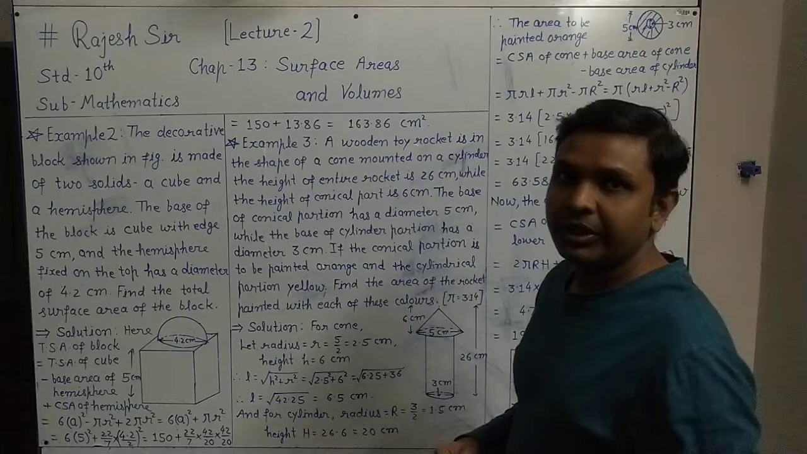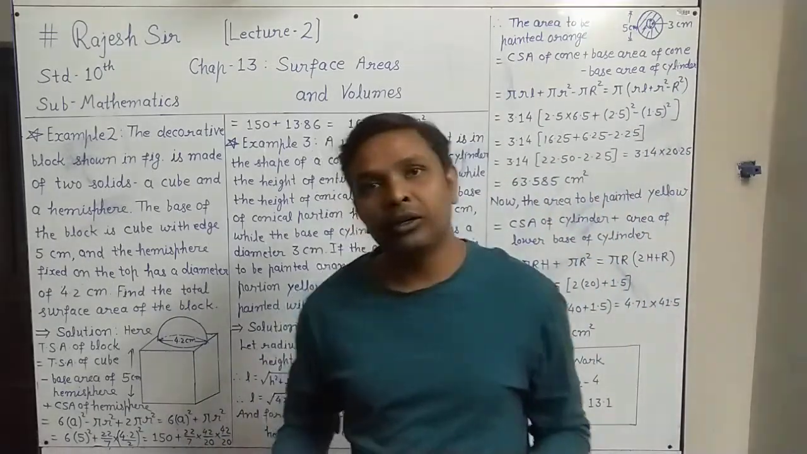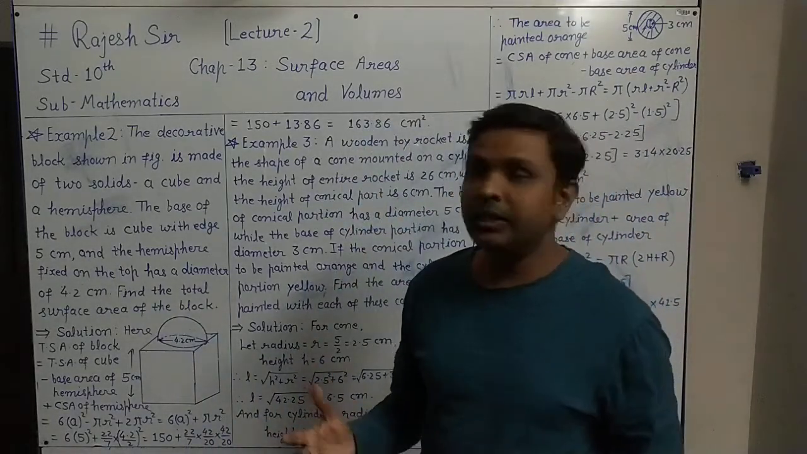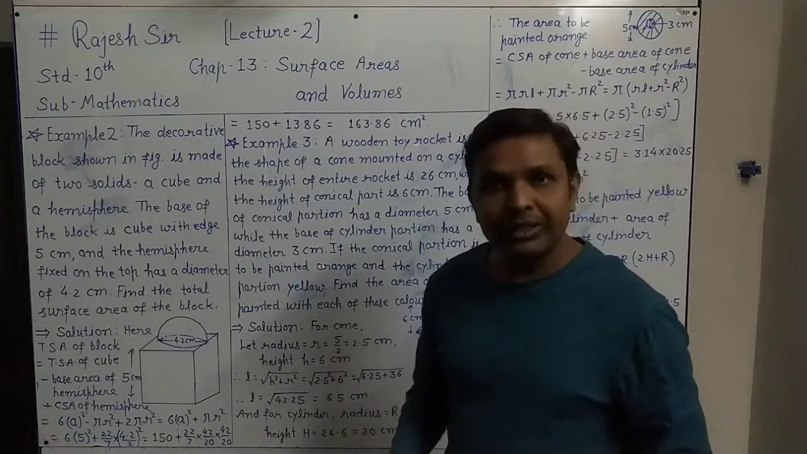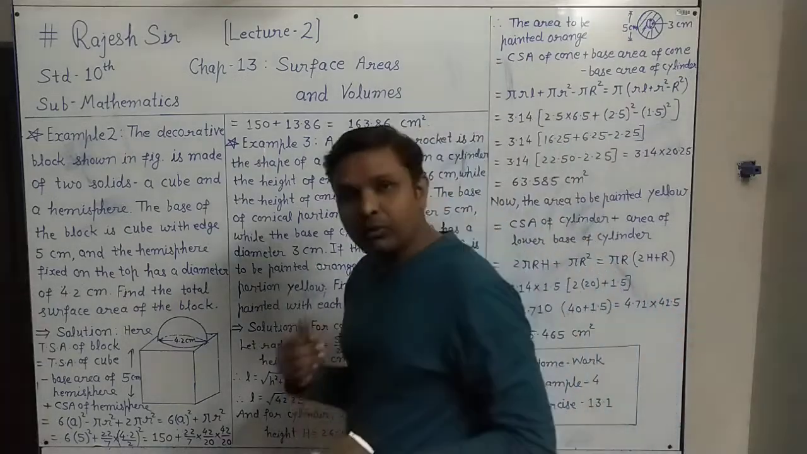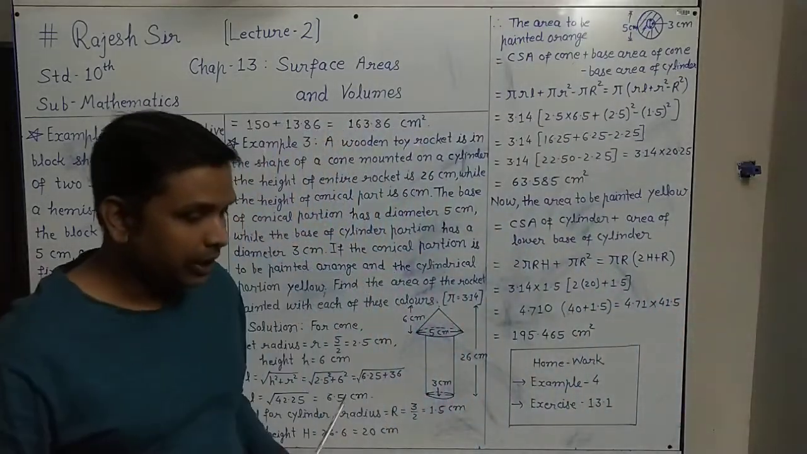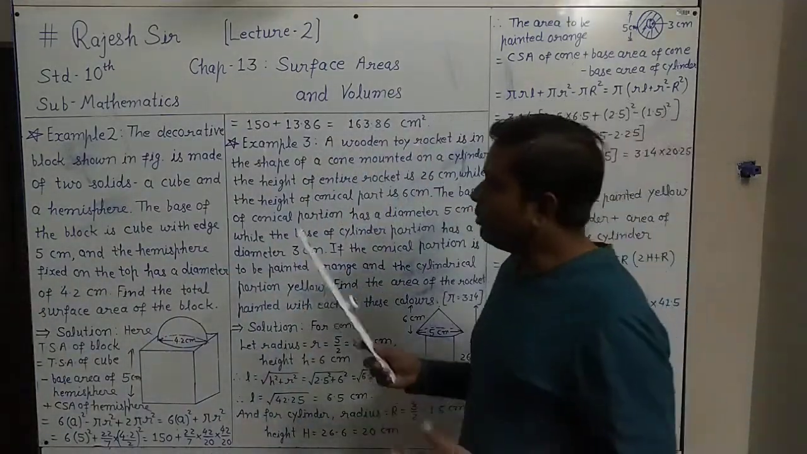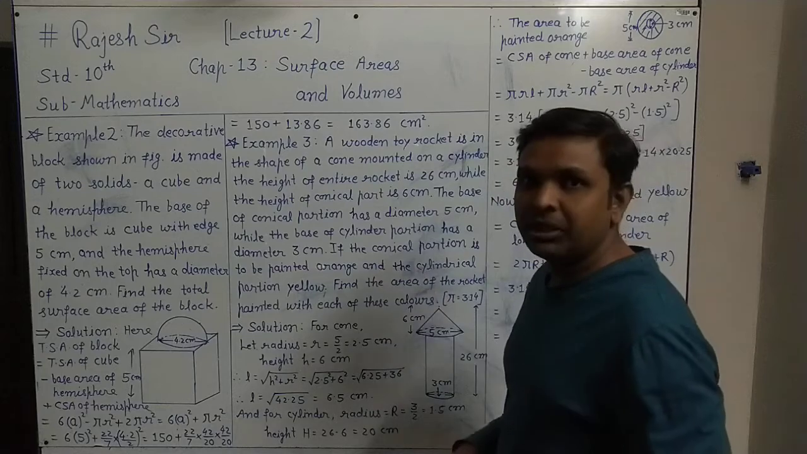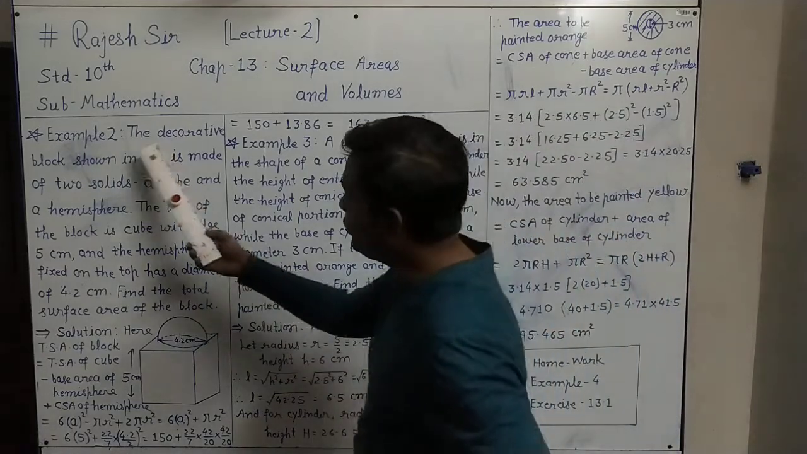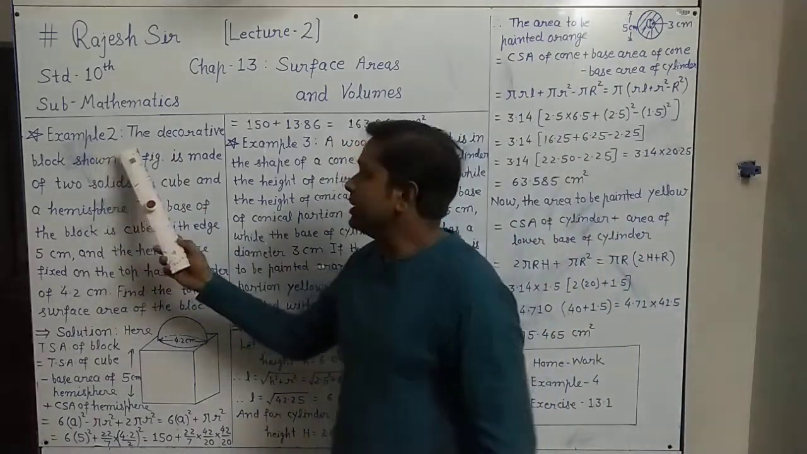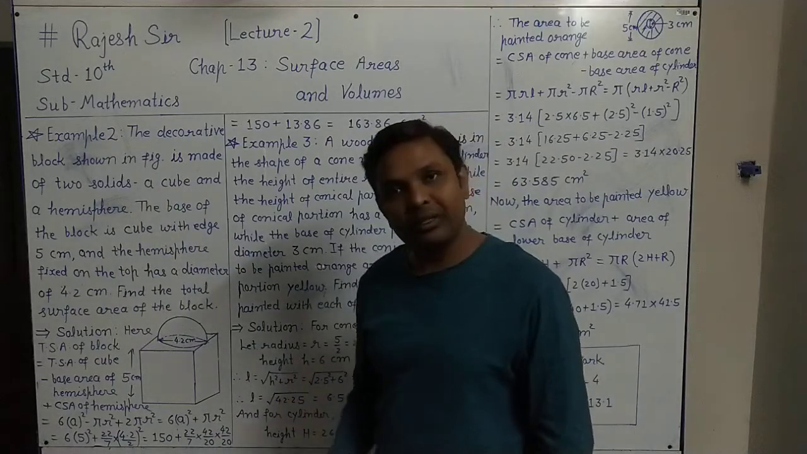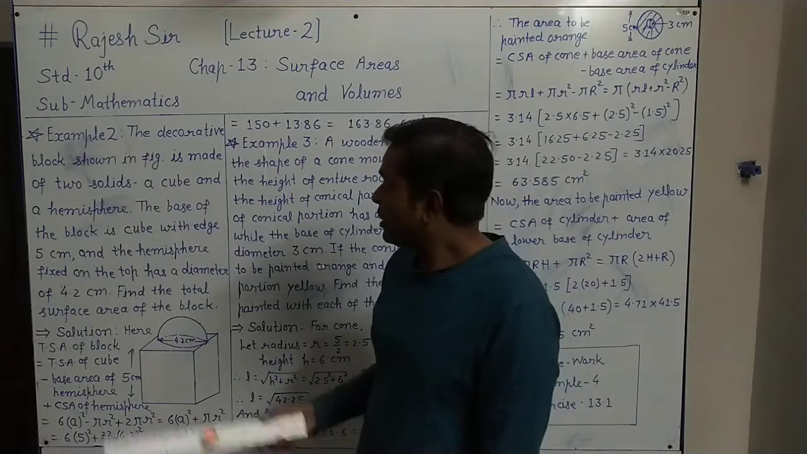In the first lecture we have seen all the formulas of area and volume related to some solids, and example 1 also we have seen in the topic of combination of solids. So in the combination of solids, we have more examples here, like example number 2. In this lecture, example 1 we have seen in the first lecture also.